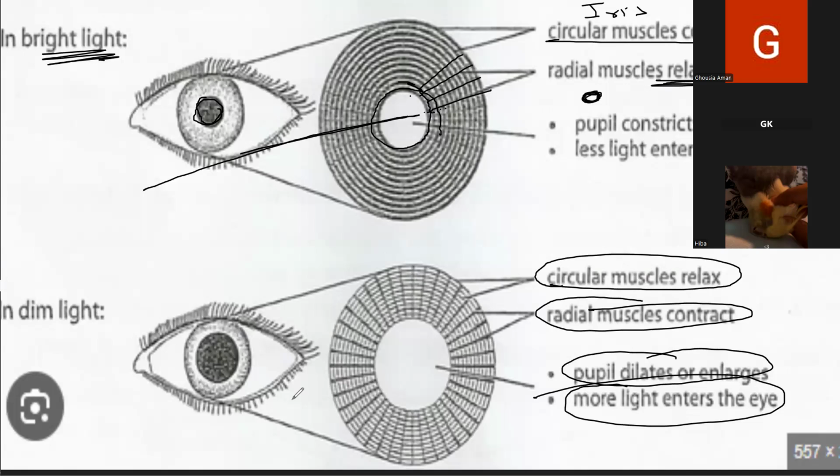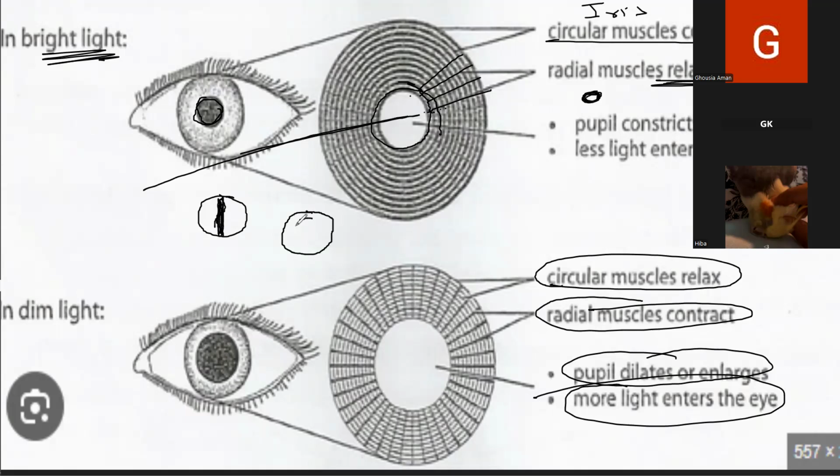Have you ever seen the eyes of a cat in the bright light? Yes. So the eyes of the cat in the bright light is something like this. This is their pupil. Our pupil is rounded. Their pupil is like this. So in the bright light, their pupil becomes so thin and they are getting very little light. And usually they sleep when there is too much light.